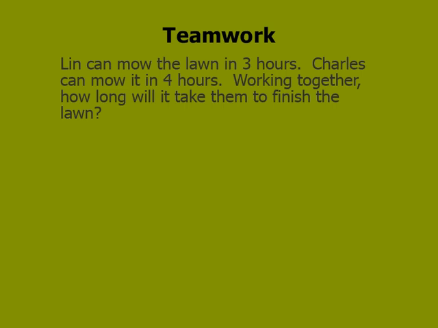Teamwork we do differently, because in this case we've got to find out what their combined rate is. In this problem, Lynn can mow the lawn in 3 hours, Charles can mow it in 4. Working together, how long will it take them to finish the lawn? Well, we combine their work rates here. If Lynn does the job in 3 hours, he does 1/3 per hour. If Charles does the job in 4 hours, he does 1/4 per hour.